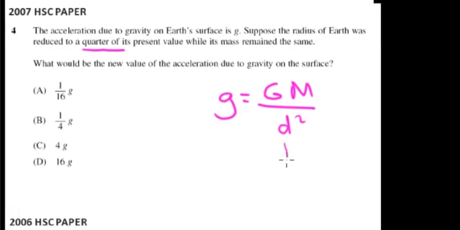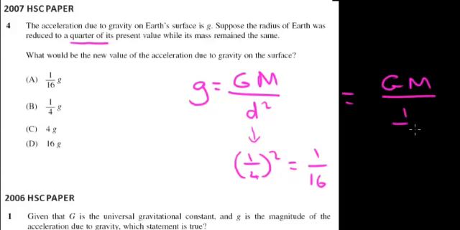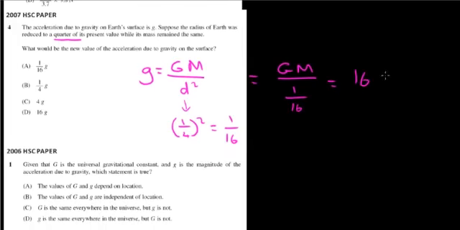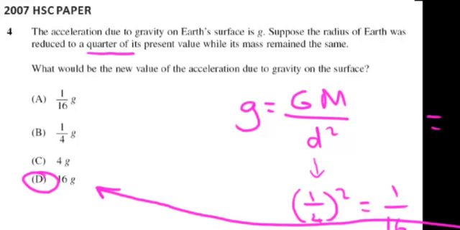2007 question 4. The acceleration due to gravity on Earth's surface is g. Suppose the radius of Earth was reduced to a quarter of its present value while its mass remained the same. So what formula are they talking about? g equals big G, big M over d squared. So they're just saying if we reduce d to a quarter, what we're going to get is 1/4 squared, which is going to be 1 over 16. So that means this formula is going to be GM over 1 over 16, which is just going to be 16 GM, which is going to be 16g. So that's question 4 answered.